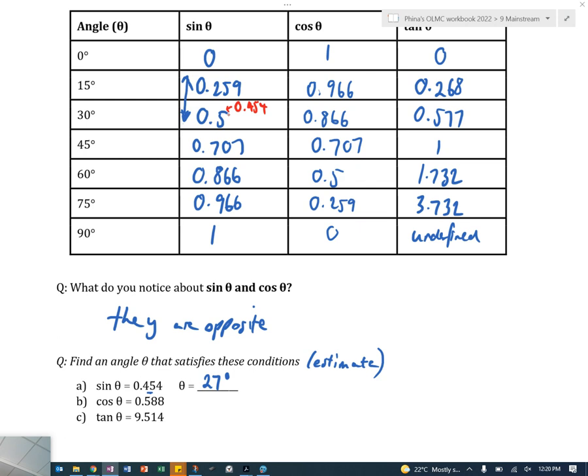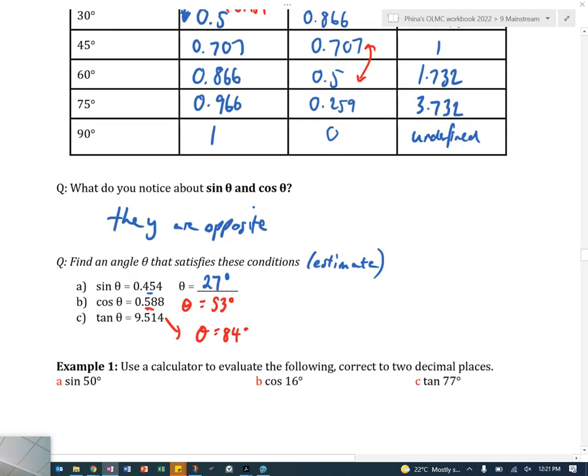Now, cos theta 0.588. What angles does that lie between? It'll be somewhere between 45 degrees and 60, probably closer to 60 degrees. The exact answer for this theta is actually 53 degrees. So I'm just getting you to look at the scale and roughly where it should sit. And then the 9.514, I totally understand that you will not know this one, but this one is about 84 degrees. It really increases a lot. 84 degrees.